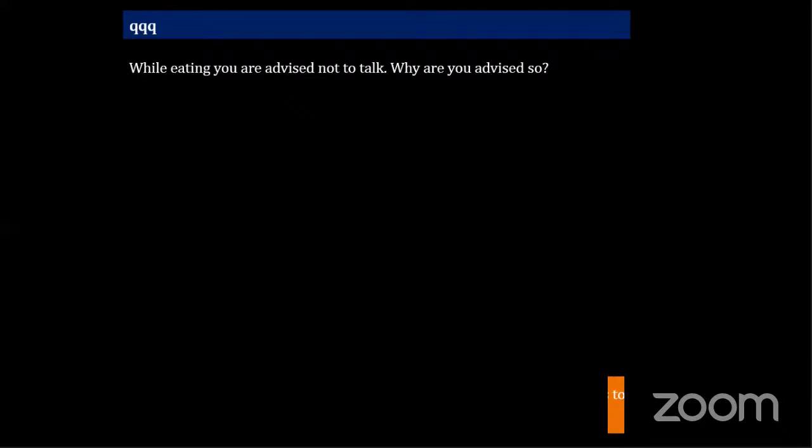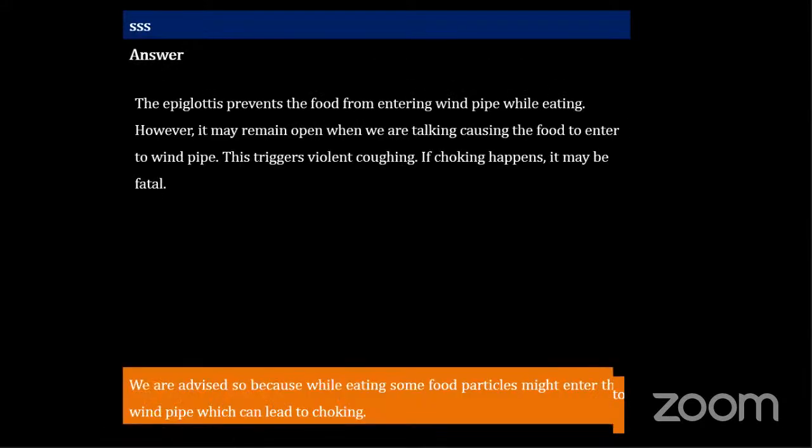What happens when we are talking and eating? Ma'am, if we are talking, then we are not inhaling. The epiglottis, at the same time we open it, the food can go into our lungs. Right, absolutely correct. Very good. The epiglottis prevents the food from entering the windpipe while eating.